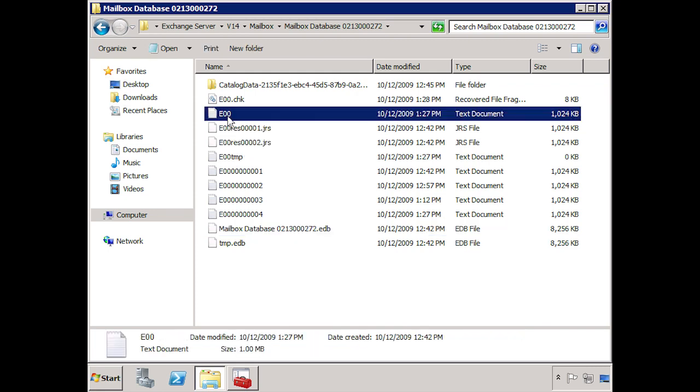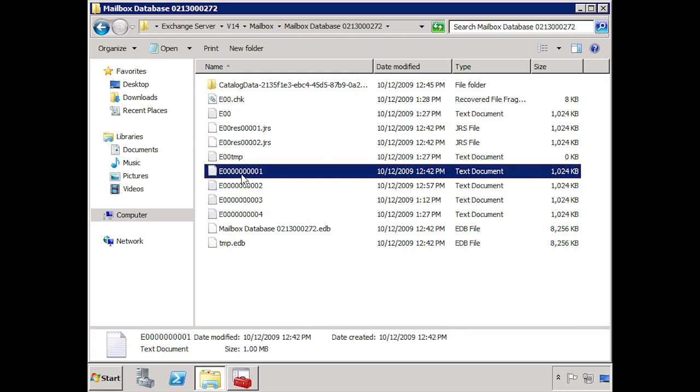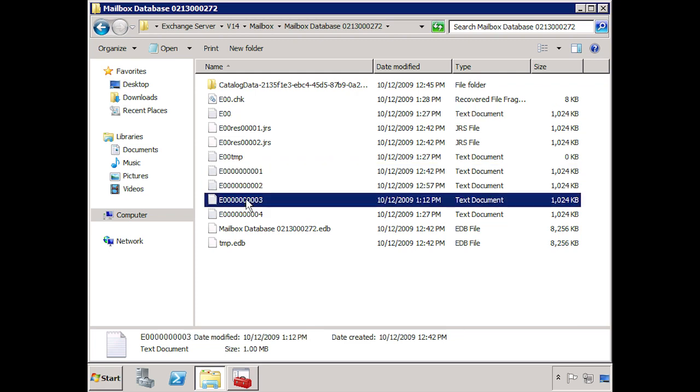As this server receives more emails to be put into mailboxes, this transaction log file will be renamed, and you can see the naming structure here. This was the first one, here's the second, here's the third, and of course you can see that each one is only a megabyte in size. So if an individual received a very large email, that email would be put into the database certainly, and the database would grow in size.